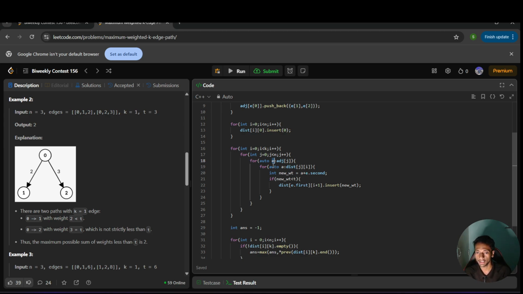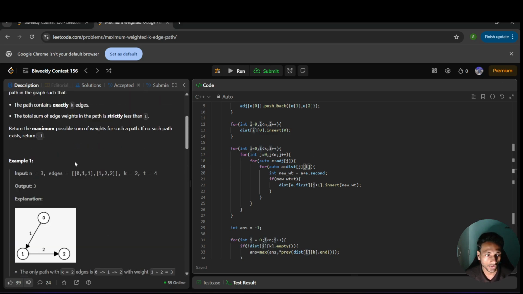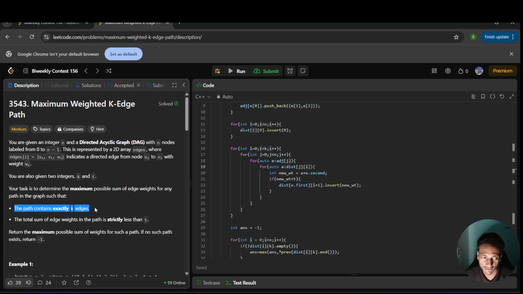So that's the new weight, the distance to reach 0 by using this number of edges. Got it? And when will it store for the next round, next k plus 1? Whenever the new weight for this path is less than t, that should be strictly less than t, then I am going to store it for the next number of edges. You can see that if it is strictly less than t, and I have already validated that this will not cross k, because I am only running from 0 to less than k. So it is sure that the first condition, that the path contains exactly k edges, will always be valid. Okay, it will not cross k.